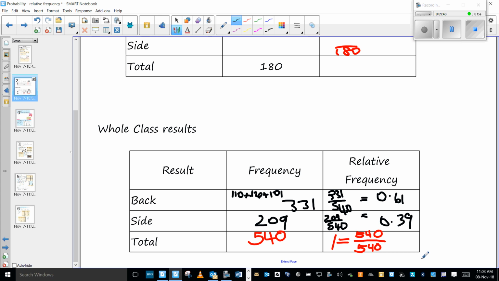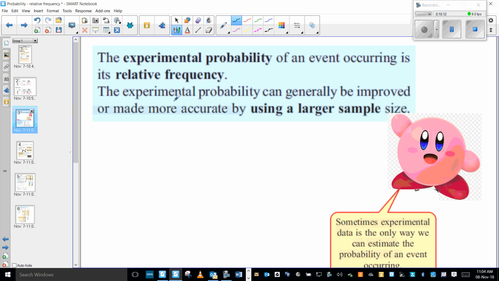So with experimental probability and relative frequency, the more times we do something, the better the representation of what's actually going to happen in the future. If you had just done it a couple of times, it wouldn't be as representative. So what does it say here? Experimental probability is the relative frequency. Better to use a larger sample size.